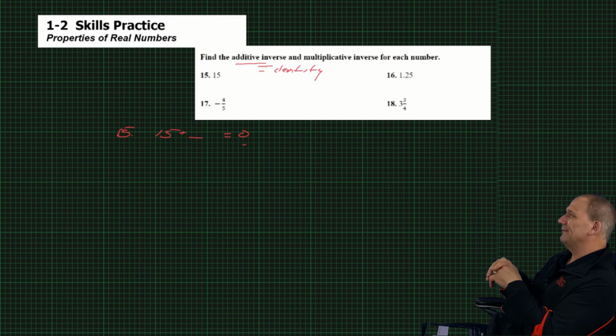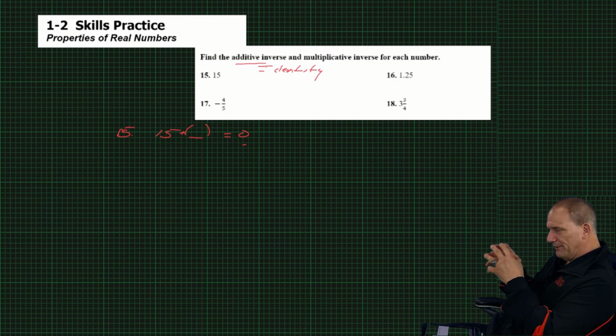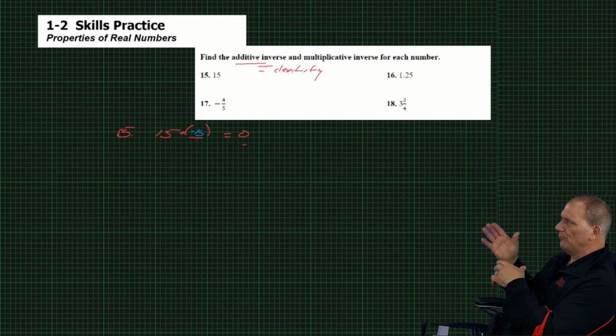So that's the additive identity. The multiplicative inverse, remember, has to equal 1. So what would you multiply 15 by to equal 1? How about 1 over 15? That's the inverse, right? 15 times 1 over 15 is 15 divided by 15, you get 1.